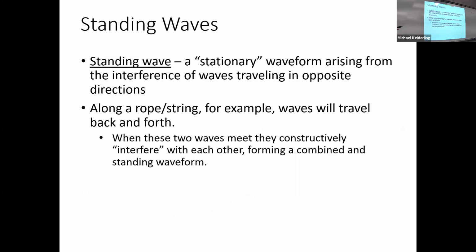A standing wave is a stationary waveform arising from the interference of waves traveling in opposite directions. Along a rope or string, for example, waves will travel back and forth. And when these two waves meet, they'll constructively interfere with each other, forming a combined standing waveform.